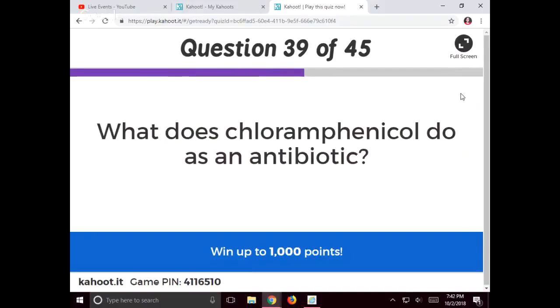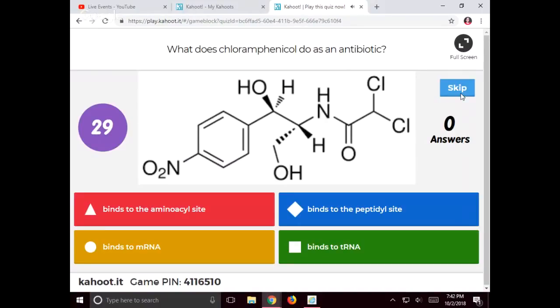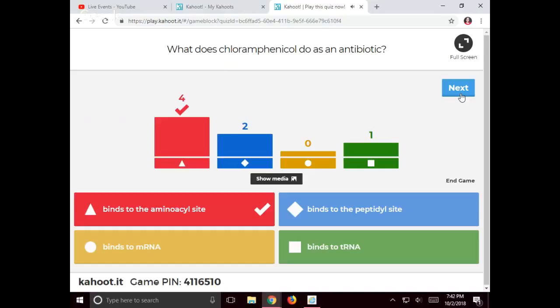So what does chloramphenicol do as an antibiotic? Does it bind to the aminoacyl site? Does it bind to the peptidyl site? Does it bind to mRNA, or does it bind to the tRNA? So it binds to the aminoacyl site. Do you guys know where the aminoacyl site is? It's the first one. The peptidyl one is the one where the peptide bond happens.